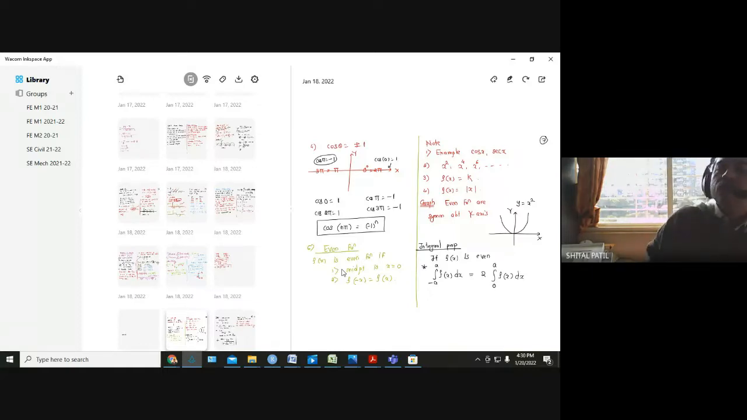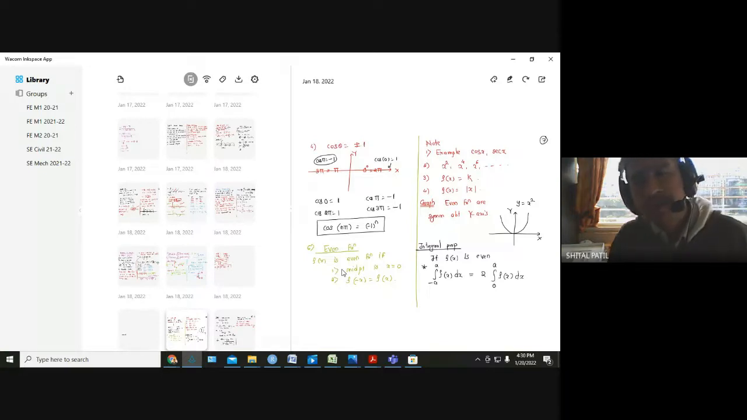Then we know that all the even functions are symmetric about the y-axis. And then we studied the integral property of an even function, right? Integration of f of x dx from minus a to a, if f of x is an even function, is 2 times integration from 0 to a of f of x dx. I think all these things are clear to you.